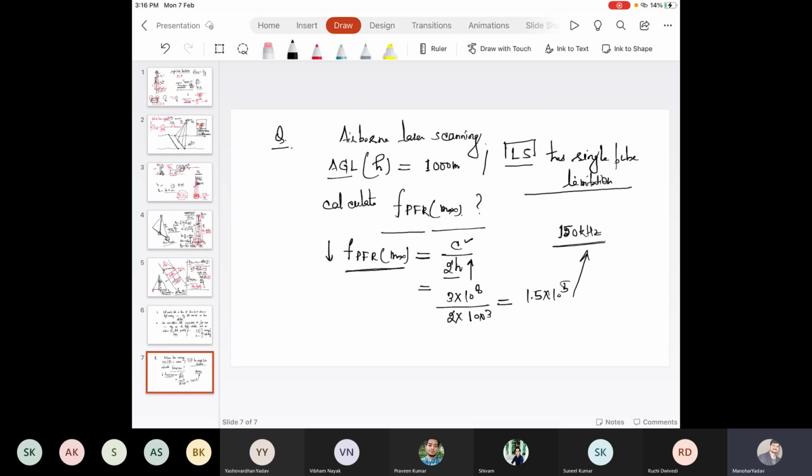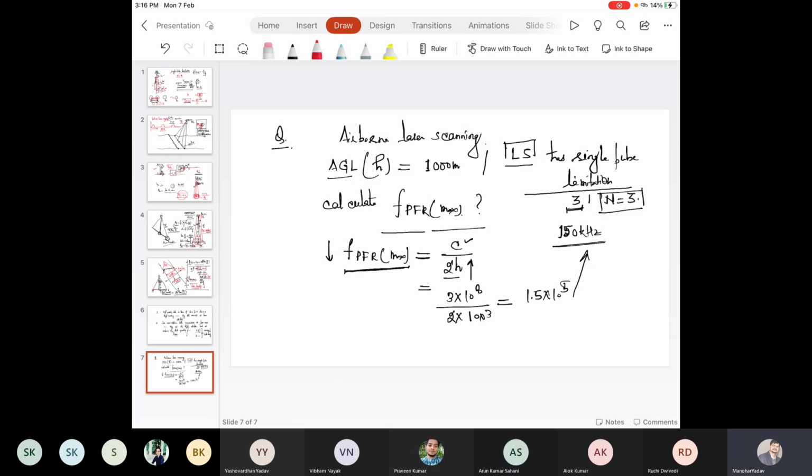Okay. For the same problem, if this laser scanner electronics is improved such that this LS system can fire 3 beams, 3 laser pulses in series before receiving the return of the first pulse. So n is equal to 3. In that case, what will be this pulse firing rate maximum? So 450, four lakh 50,000. Correct. It's 3 times.